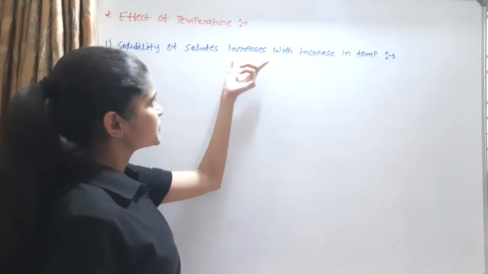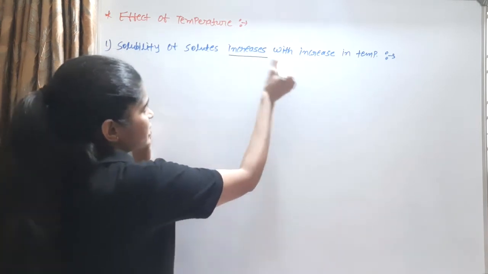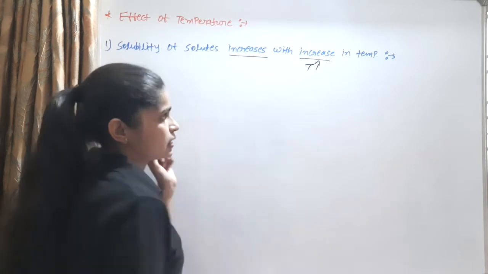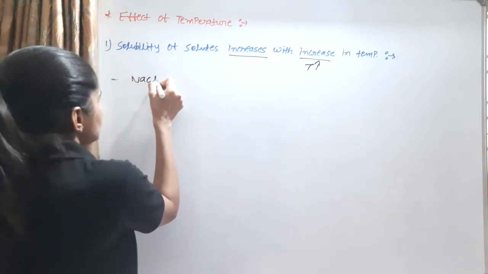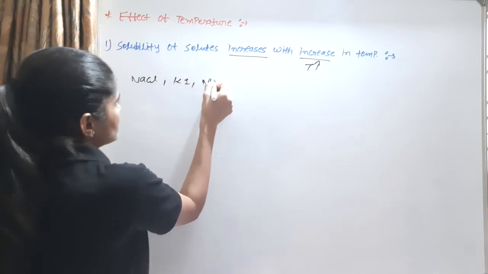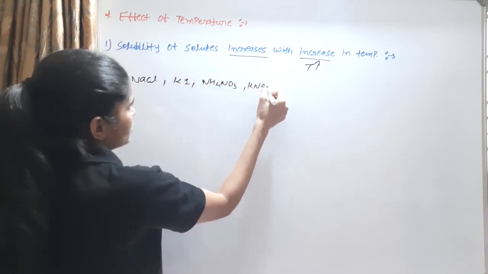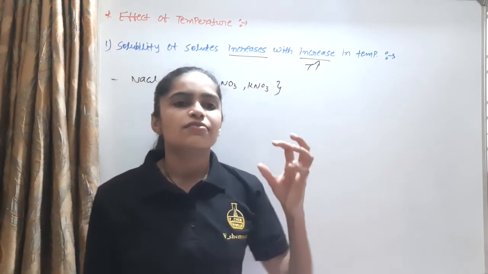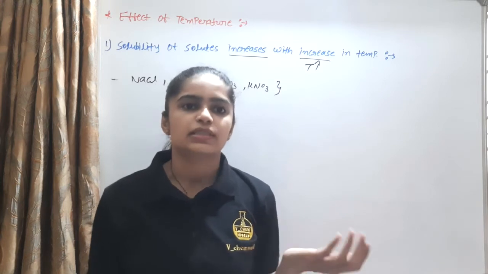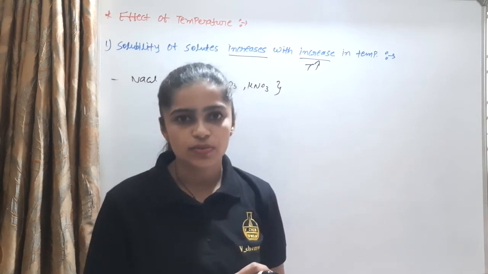Solubility of solutes increases with increase in temperature. That means the solubility increases as temperature increases. For example, consider NaCl, KI, NH4NO3, KNO3. Most of the solute, when dissolved in the solvent, is converted into a solution. This process is the dissolution process.